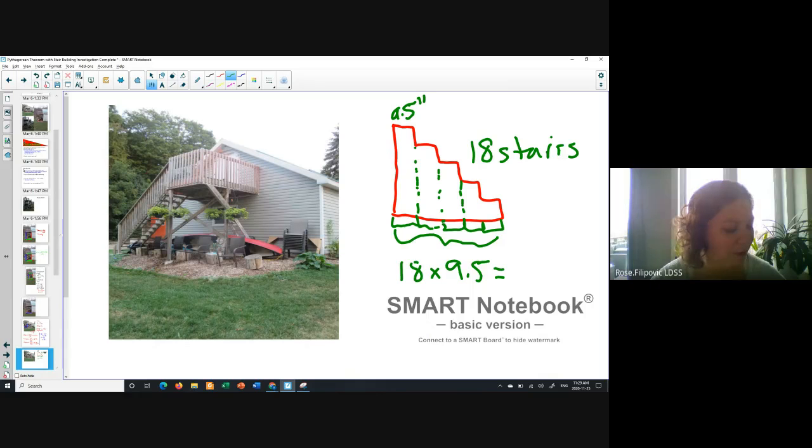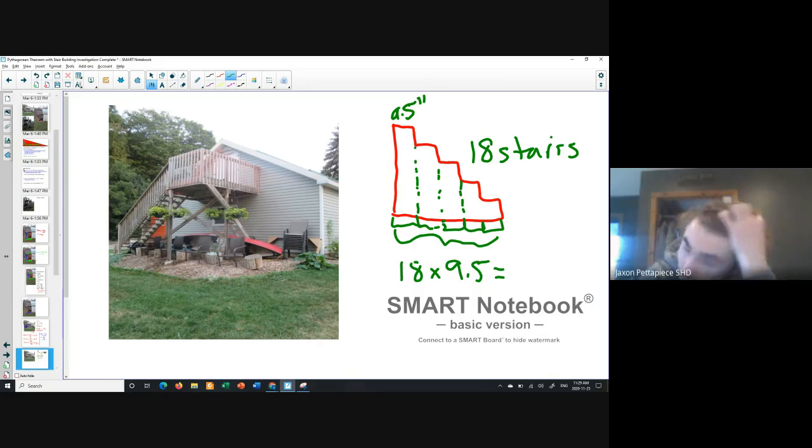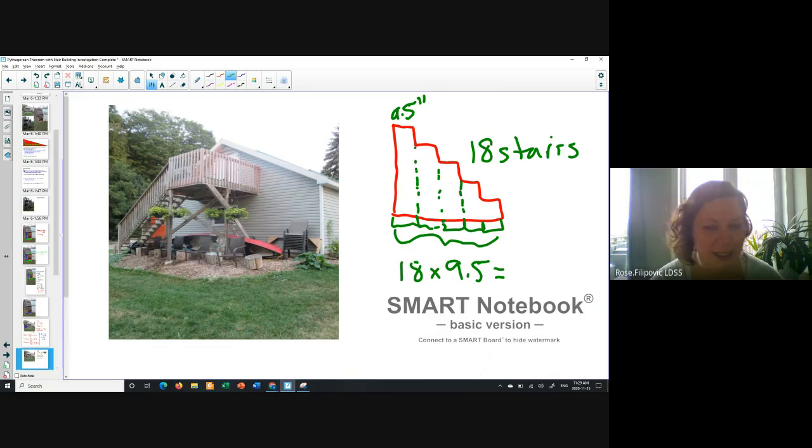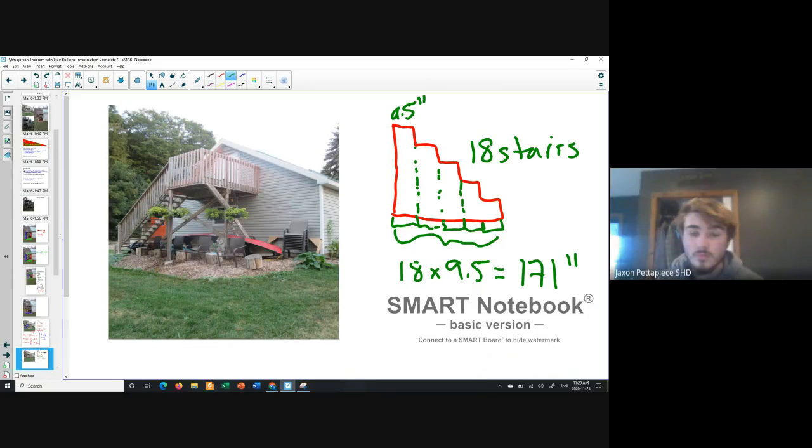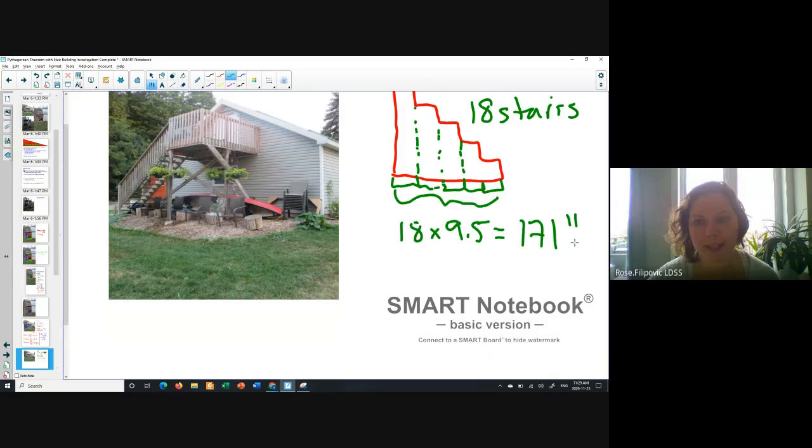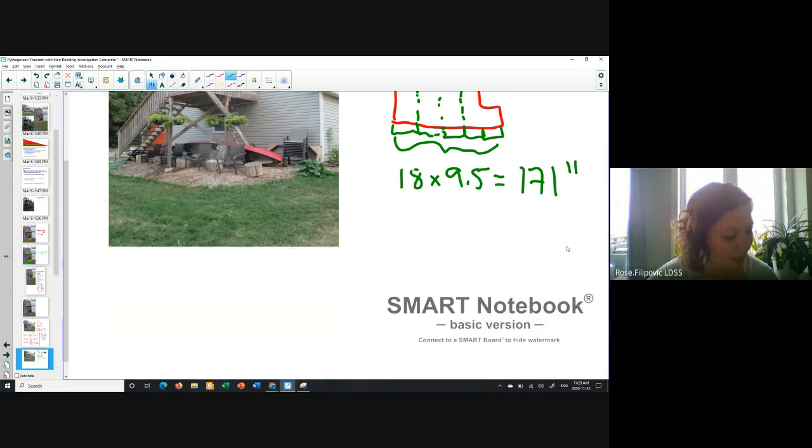No, it is the right one. We're using the right calculation. I used the wrong height before. Oh, okay. Yeah, so I was a stair short, so I actually had 17 stairs in my calculation. So this is 171 inches, which if we do a little bit of mental math, 171 divided by 12 gives me 14 feet, 14.25 feet.